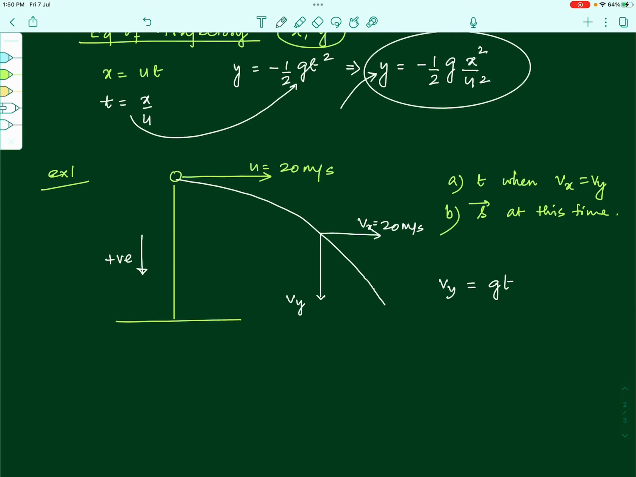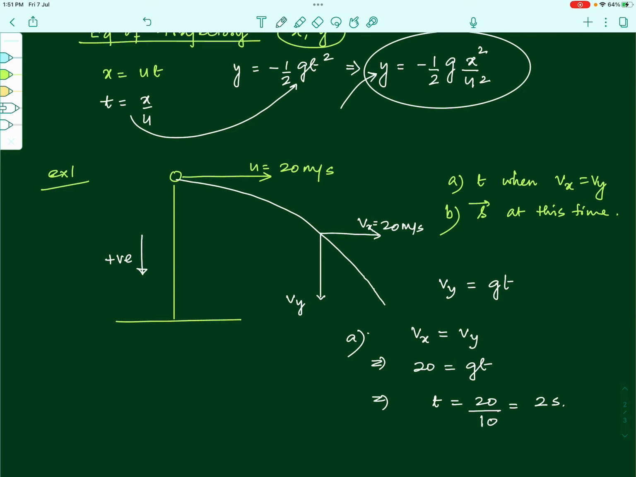So, if we want Vx to be equal to Vy, does that mean that 20 should be equal to gt, and from here we can get the value of t. t will be 20 by g, that is 10, taking the value of g as 10 meters per second squared. So, we get 2 seconds as the value of the time. That is our answer to the first part. In 2 seconds, the velocity of the projectile will have the same magnitudes for the x and y components of velocity.